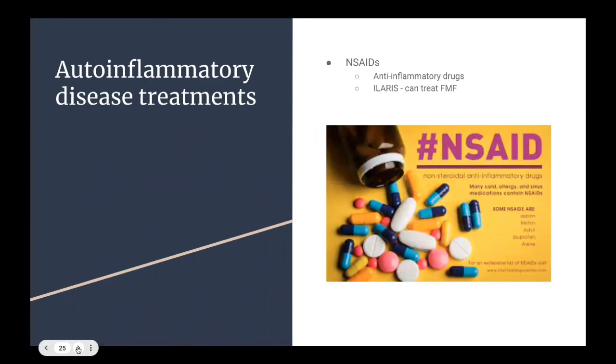So the treatment of autoinflammatory diseases involves NSAIDs, and NSAIDs are non-steroidal anti-inflammatory drugs that hinder the production of the chemicals that cause inflammation. So, for example, an injection of Ilaris, which is a drug that is used to treat FMF, acts as an immunosuppressant that stops inflammation from diseases like FMF.